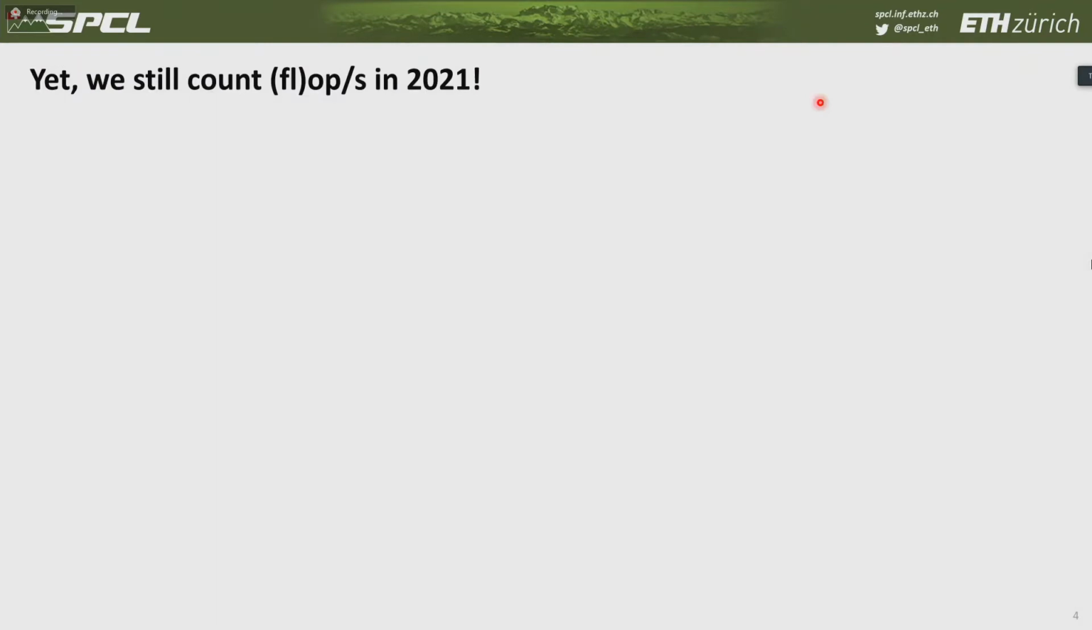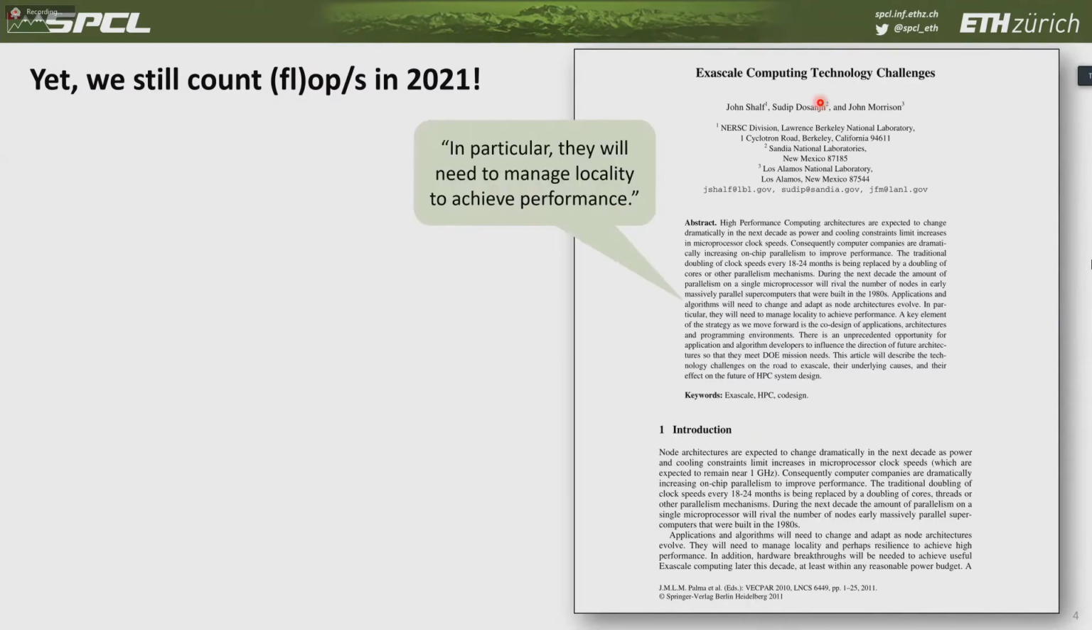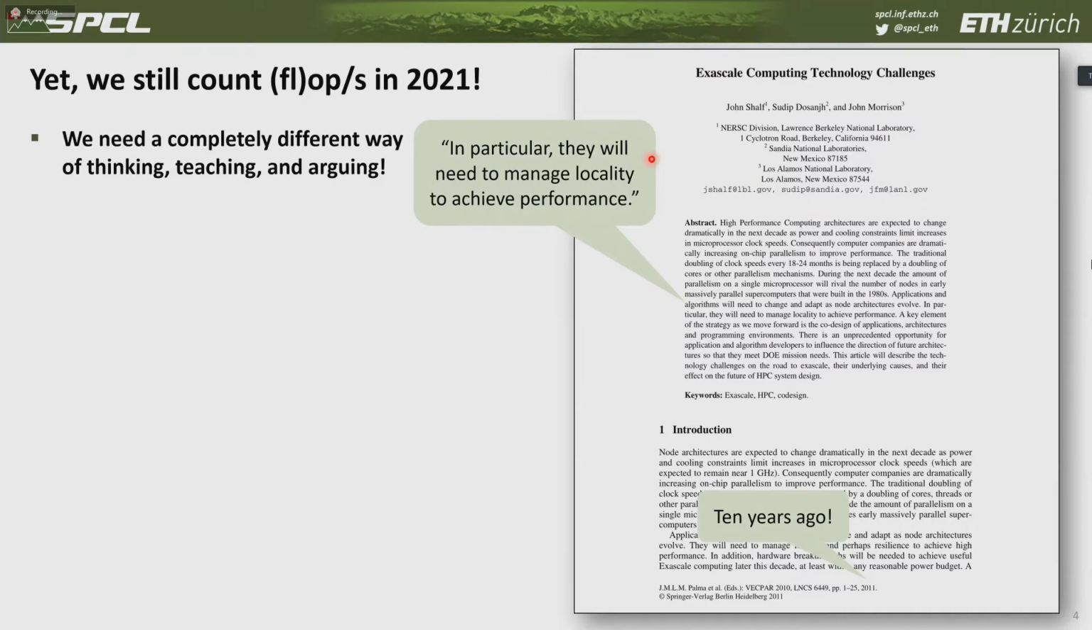But my problem is now that 10 years ago, at the beginning of exascale, Jeff Vetter and colleagues wrote this wonderful paper, Exascale Computing Technology Challenges, and they pointed out in the abstract, in particular, that they will need to manage locality to achieve performance. This was 10 years ago, and somehow we are still counting flops today. So how did that happen? How can we still count flops and not actually count data movement?